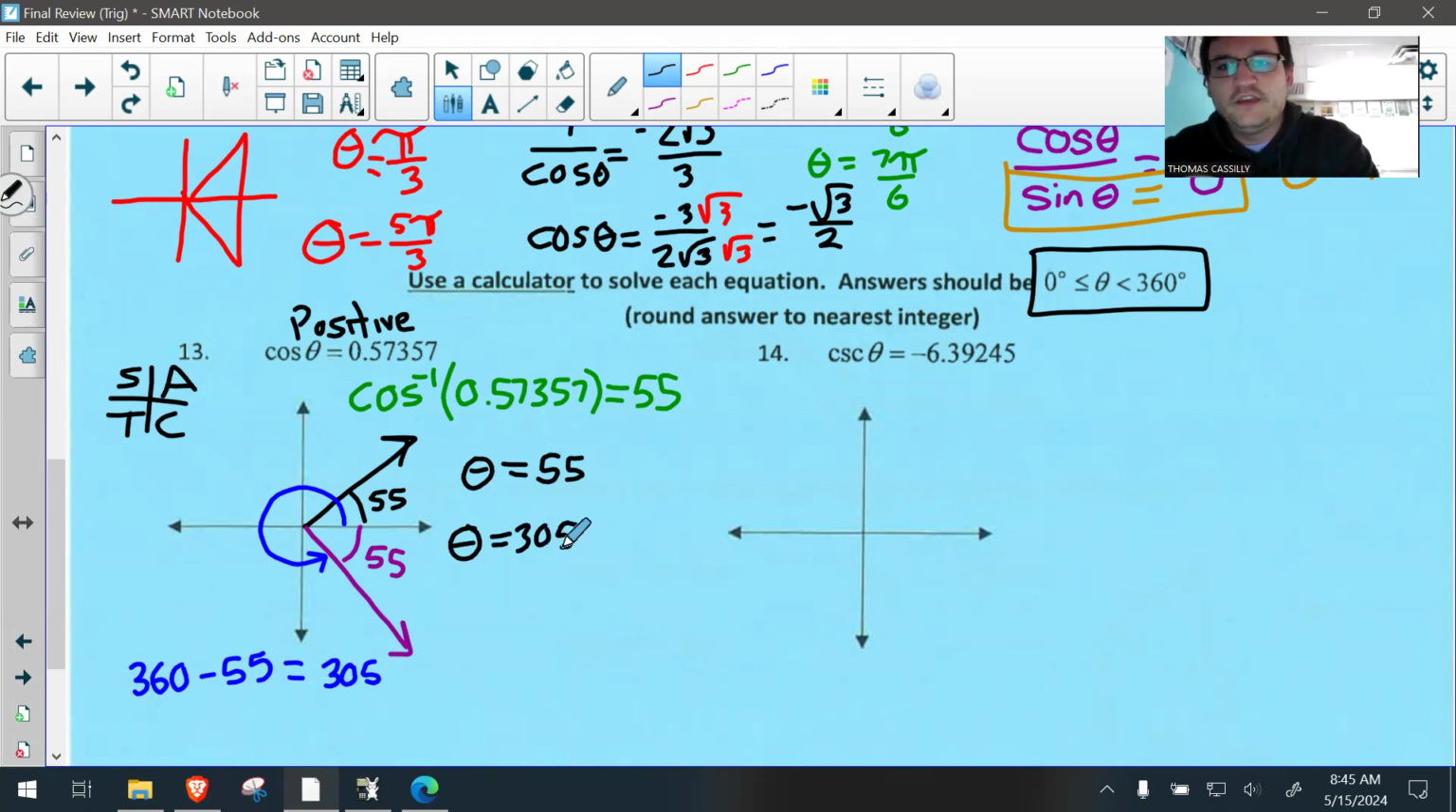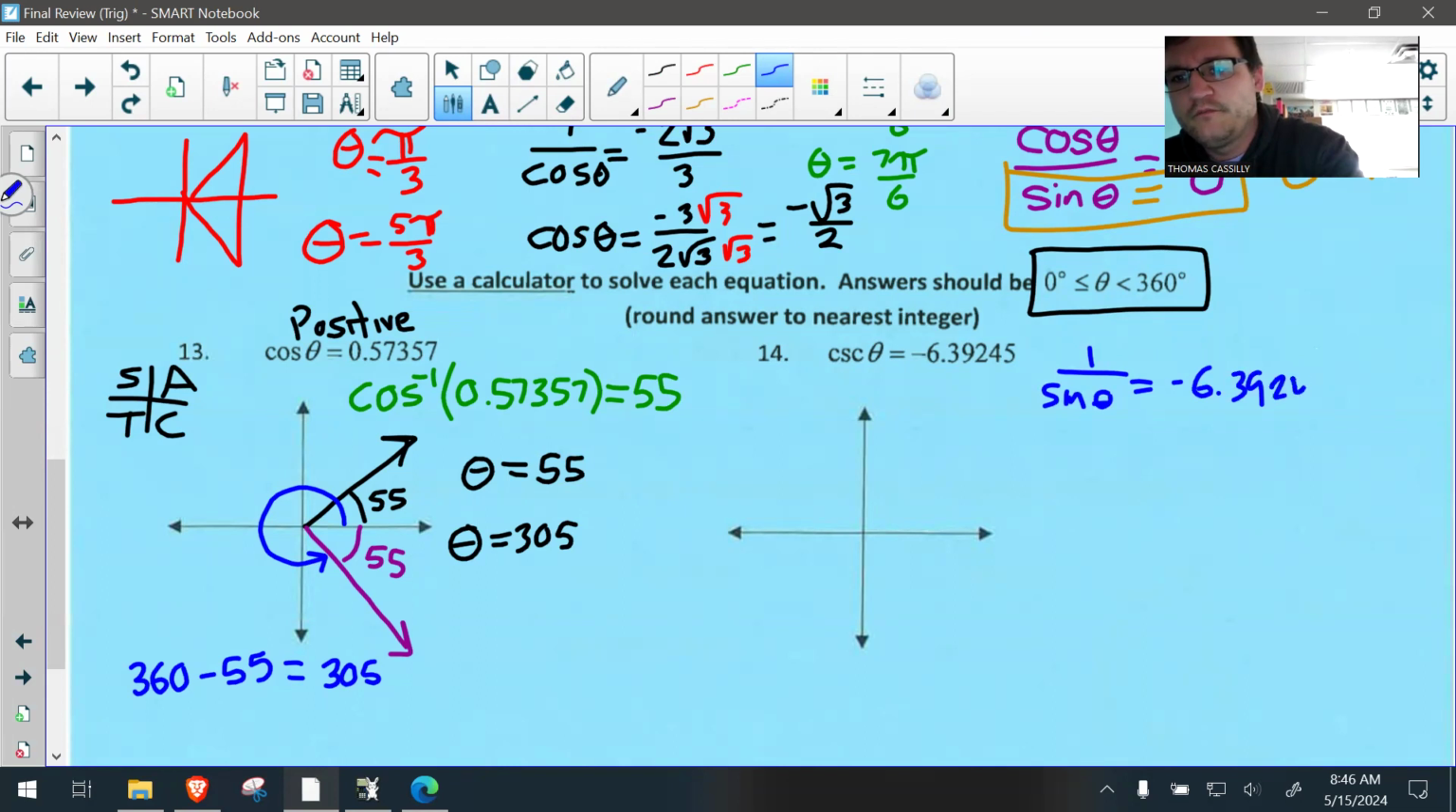The next one is the cosecant, right? So on this one, this is 1 over sine of theta equals this decimal, sorry, 6.39245. But we don't have the cosecant on our calculator, so here's what we do.